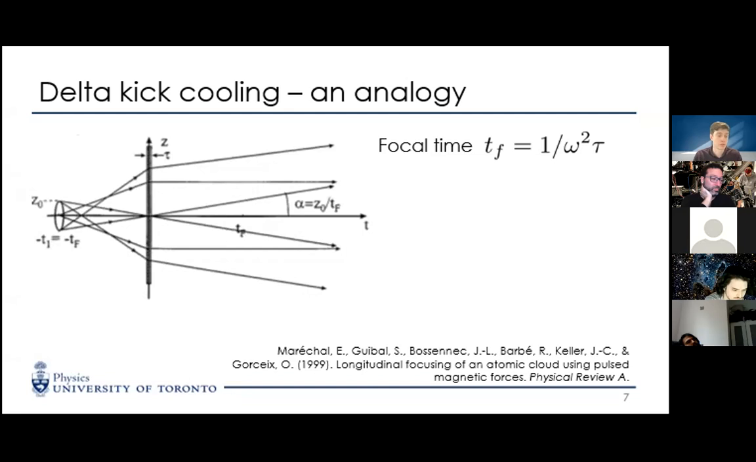Also, from this analogy, you might come up with other practical limits. For instance, if our lens has aberrations in it, that might manifest itself in anharmonic components of our trapping potential. And you might imagine that if this lens isn't thin and we had aberrations, then our kick wouldn't obey this equation.